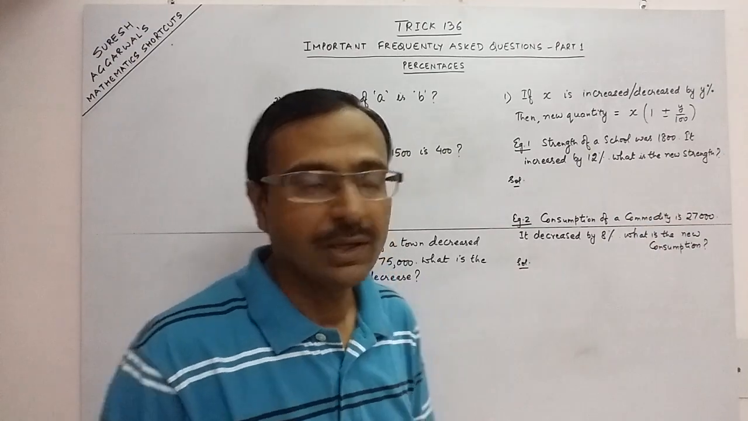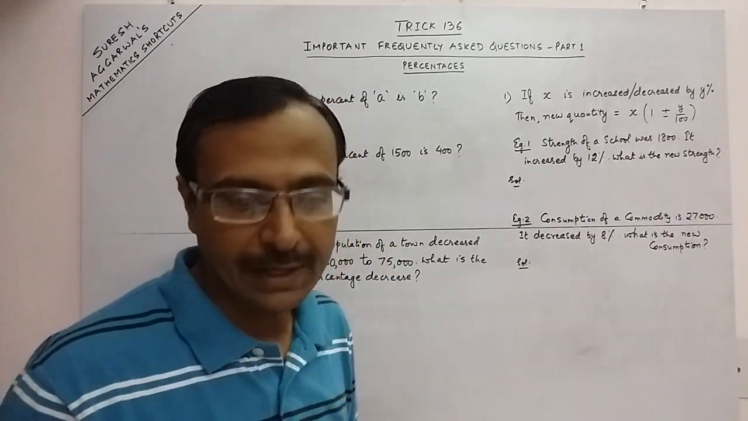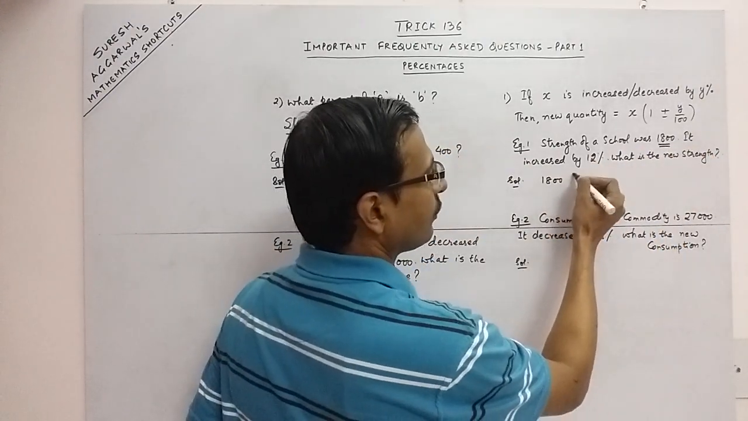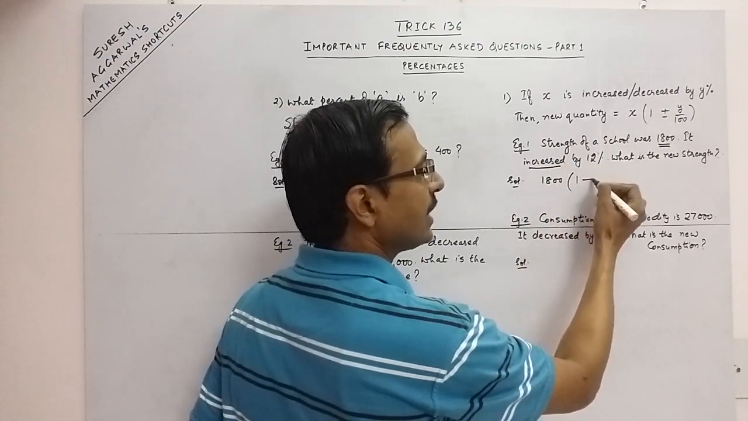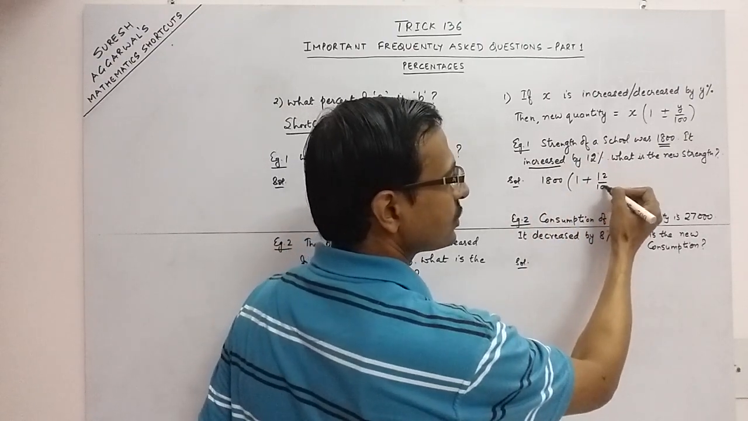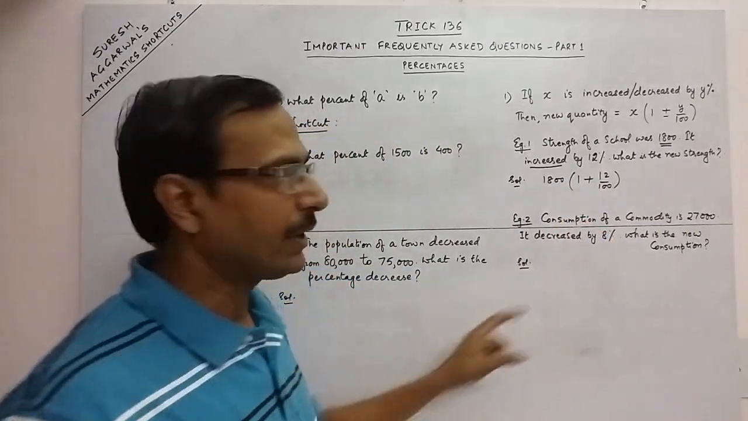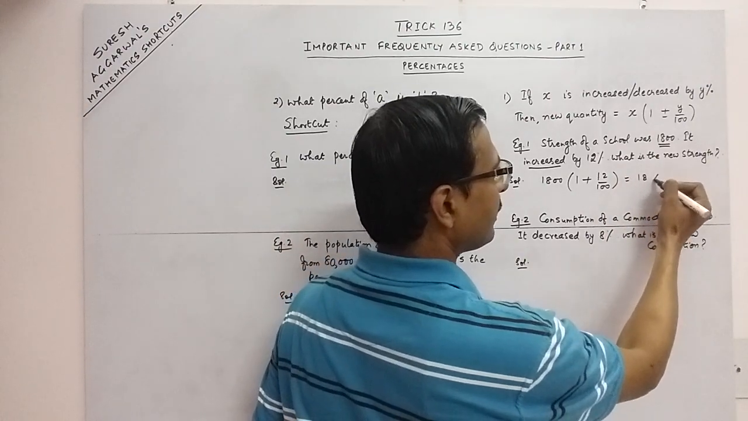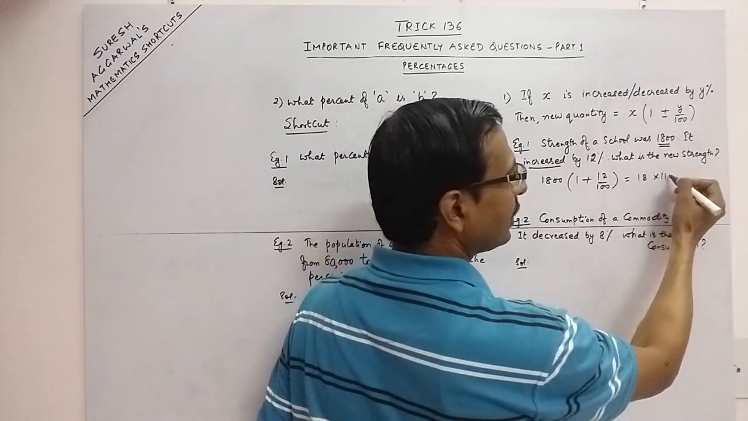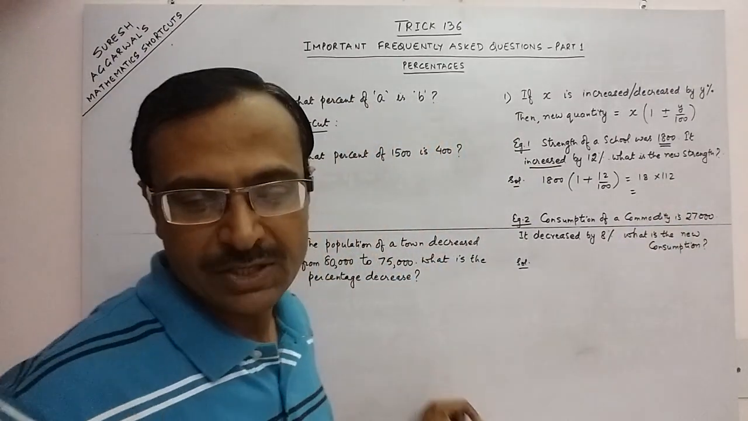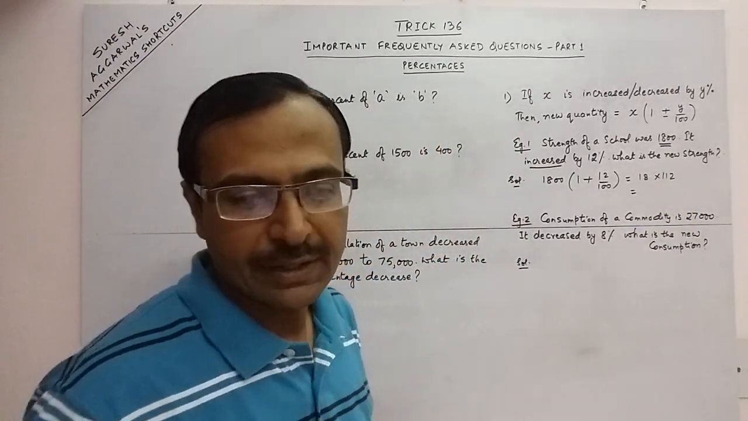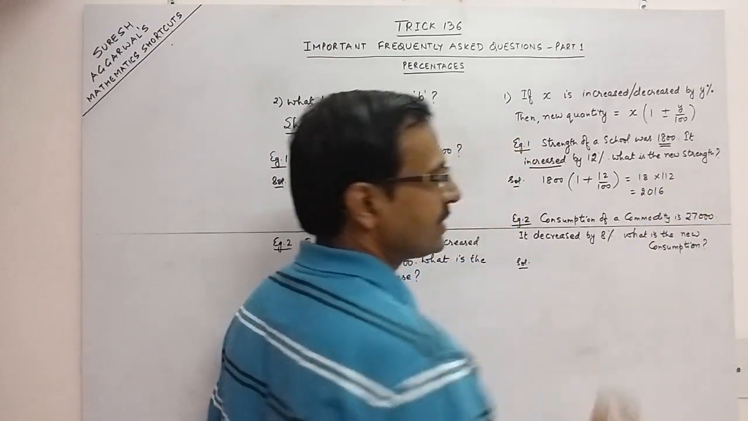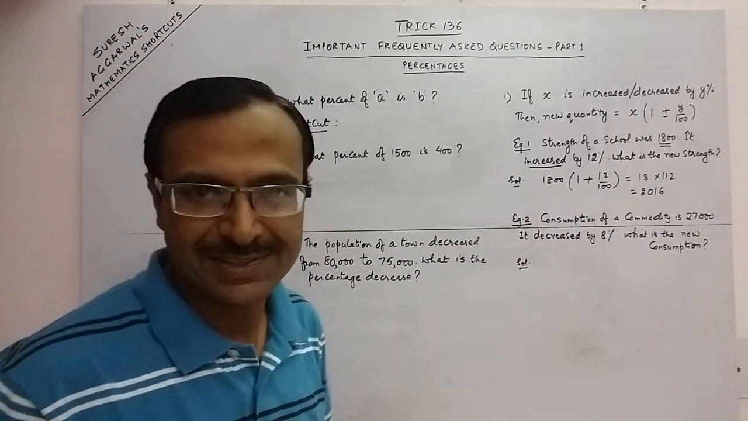Obviously, with the traditional method, you can find 12% of 1800 and then add that increase to 1800, and you will find the new strength. But through this method you can find it directly. x here is 1800, so 1 plus 12%, meaning 12 upon 100. If you take the LCM, it will be 100, so you can cancel out two zeros. So your answer will be 18 multiplied by 100 plus 12, 112. Only a simple multiplication, 18 into 112, and you will get the final answer. This is 2016. So the new strength of the school is 2016.